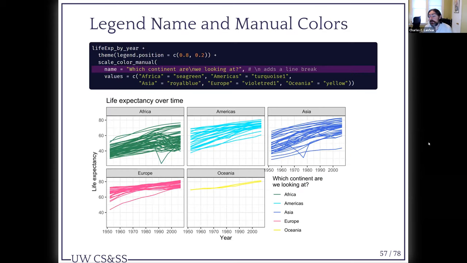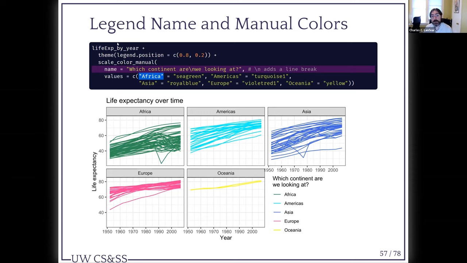Okay. Here's an example of doing a manual scale. So here I took my plot from before, life expectancy by year, I put its legend back in, and then I said, okay, I want to manually set every color in this plot because I am a particular person. I say, I want the name of this scale to be, which continent are we looking at? The \n makes a line break in the title of the legend. And then I manually set my colors. I say the values are going to be, this is a named vector. A named vector is a vector where the values have names. So the names come first, the values come second. The values here set the color, the names set the continent or whatever they're associated with.